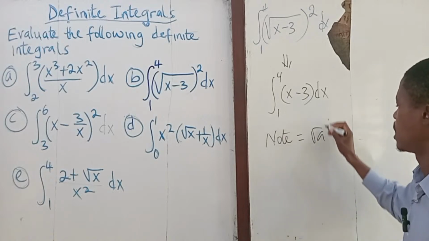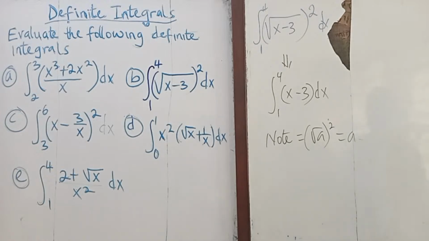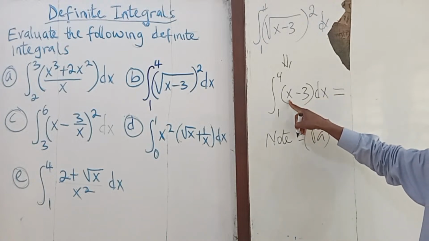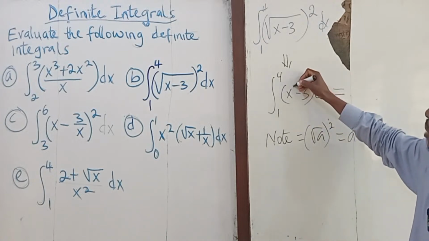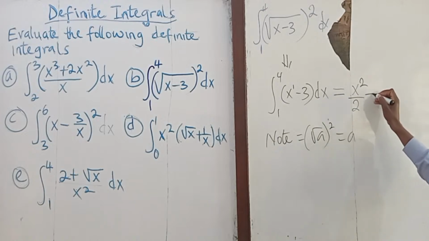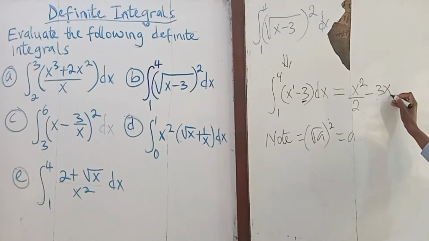Root a square will be equal to what? Will be equal to a. So this will be equal to integrate this one. This is having power 1. That will be equal to what? X to power 2 over 2. Then minus what? Integrate this one, 3. That will be minus 3x.